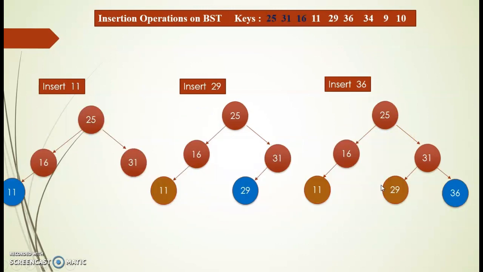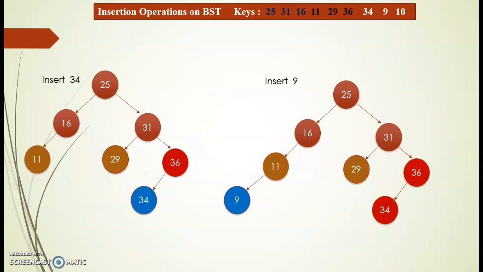Let's move ahead and see what happens if I want to insert 11. 11 is lesser than 25, it's lesser than 16, so it should fall to the left of 16. Similarly 29 is greater than 25, but it is lesser than 31. So whenever it is less, it should be left of that node. Similarly, when you want to insert 36, the search is always started from the root. Is it greater than 25? And it's greater than 31, so it falls to the right of 31.